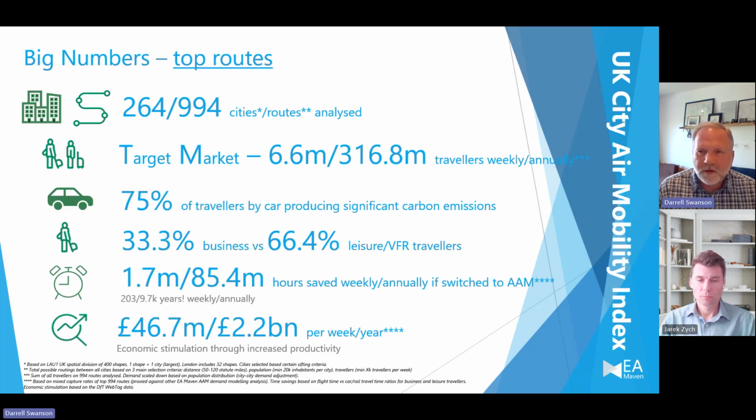So once Jarek applied his magic to it, we've actually cut that down to 264 cities with 994 routes that we're analyzing. So the target market is now 6.6 million travelers on a weekly basis, or about 316 million annually. There was a bit of a cut in terms of the travelers by car, so about 75%, but an increase in terms of the business travelers, so 33% of them were traveling by car.